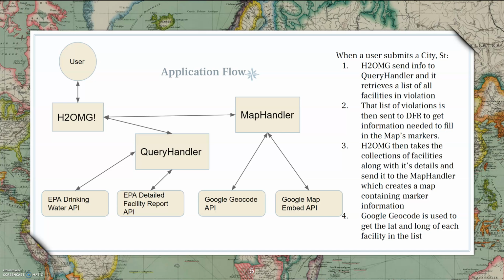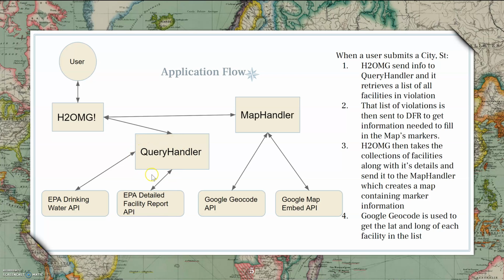So what does this look like? Here we have the user sending its requests to H2OMG. H2OMG then goes to the query handler. The query handler first gets a list of all of the violating facilities here, but that does not come with the details needed to plot those facilities on the map. So then the query handler takes this list from the Drinking Water API and sends it to the Detailed Facility Report API, which then fills in all of the information we need for each facility.